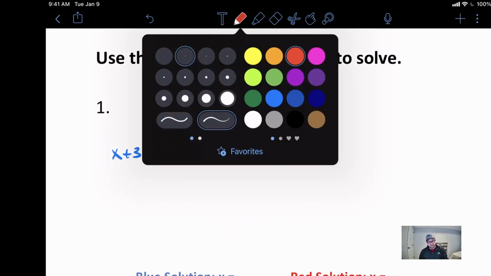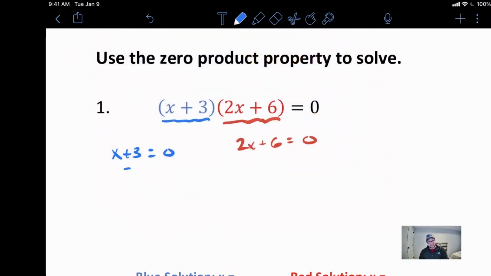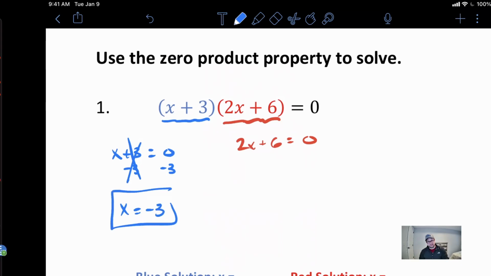So if I do the blue one first, I've got to get rid of the 3 to get x alone, so I'm going to do that using subtraction. That makes this cancel out, and then 0 take away 3 is negative 3. So negative 3 would be my answer.